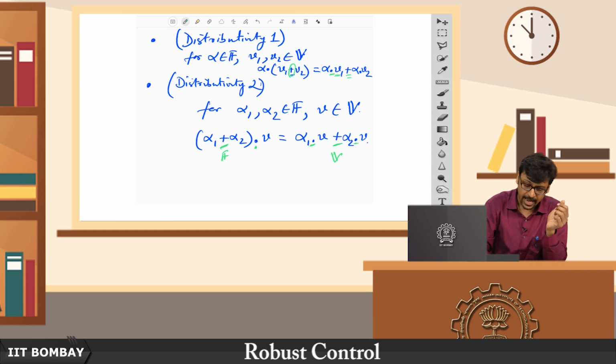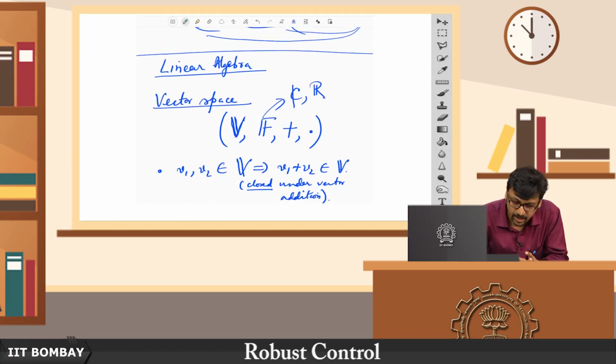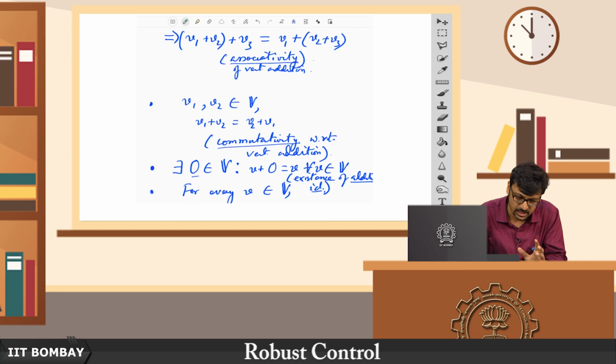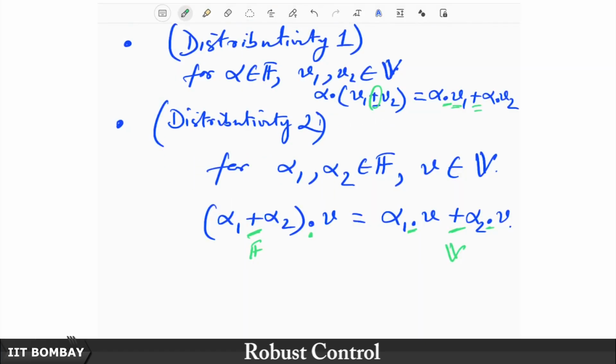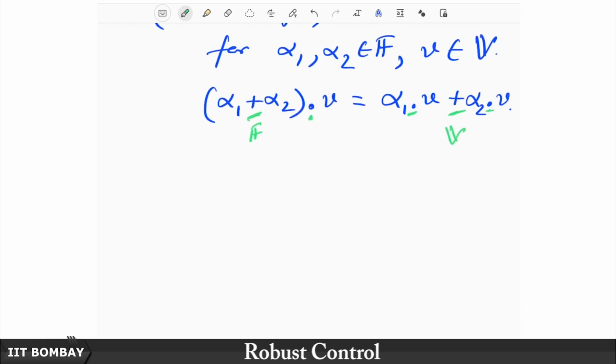So, any such object, this set V along with the field F and two operations, those of vector addition and scalar multiplication, which satisfy these properties that I have just mentioned, becomes a vector space. So, in short, when everything is understood implicitly, like what the addition is, what the scalar multiplication is and what the field is, we typically say that V is a vector space over F.